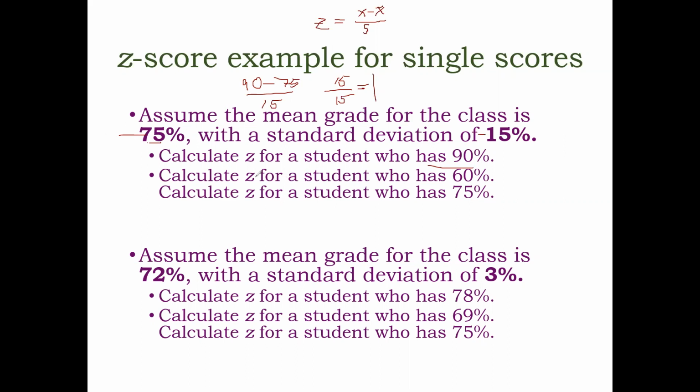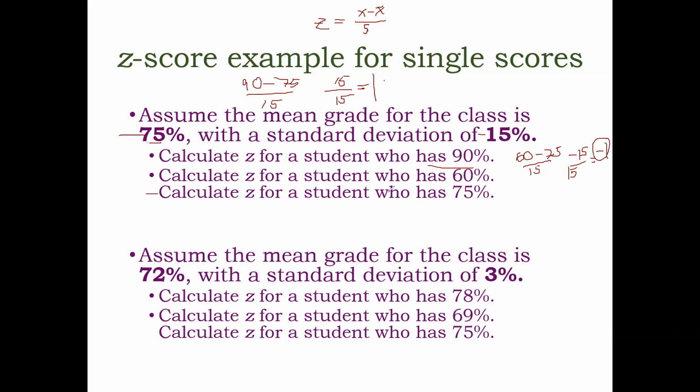How about the second one? Z for a student who has a 60. So 60 minus 75 divided by 15. This is negative 15 over 15 equals negative 1. Now, one of the biggest errors people make here is they forget the sign. So this is negative 1 and this is 1. Make sure you pay attention.